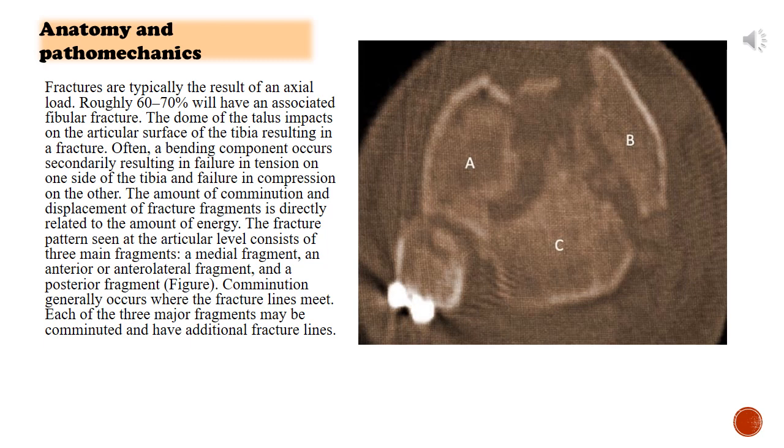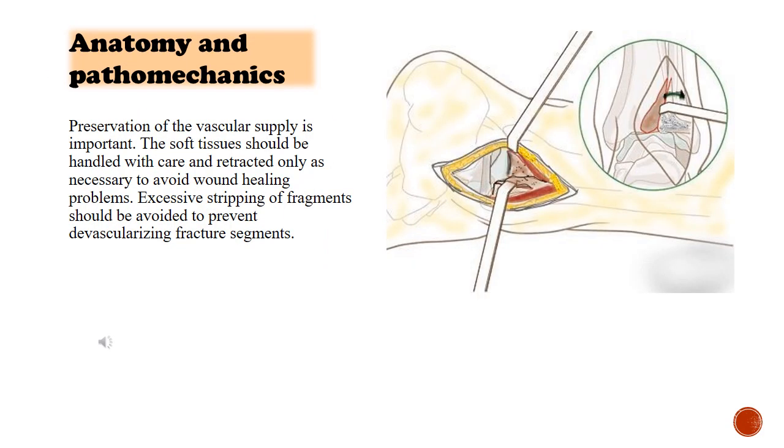The fracture pattern seen at the articular level consists of three main fragments: a medial fragment, an anterior or anterolateral fragment, and a posterior fragment, figure. Comminution generally occurs where the fracture lines meet. Each of the three major fragments may be comminuted, and have additional fracture lines. Preservation of the vascular supply is important. The soft tissues should be handled with care and retracted only as necessary to avoid wound healing problems. Excessive stripping of fragments should be avoided to prevent devascularizing fracture segments.